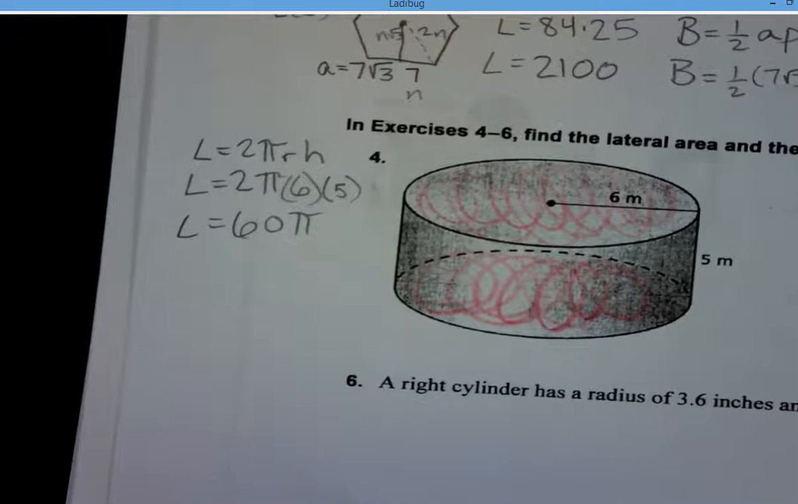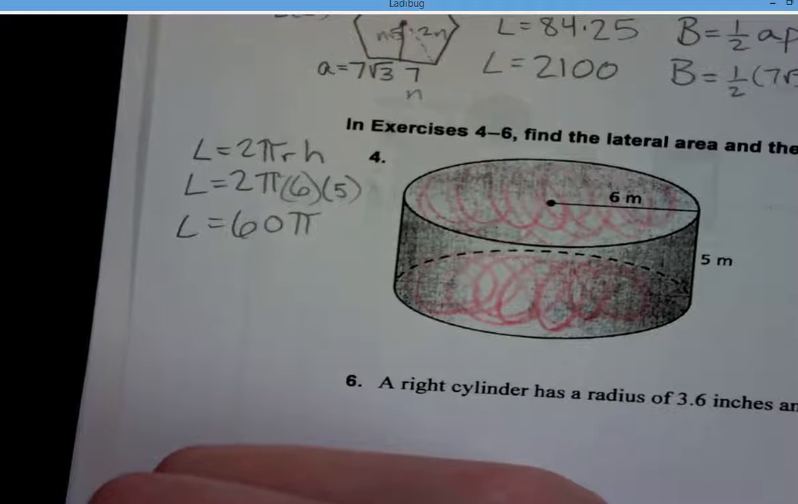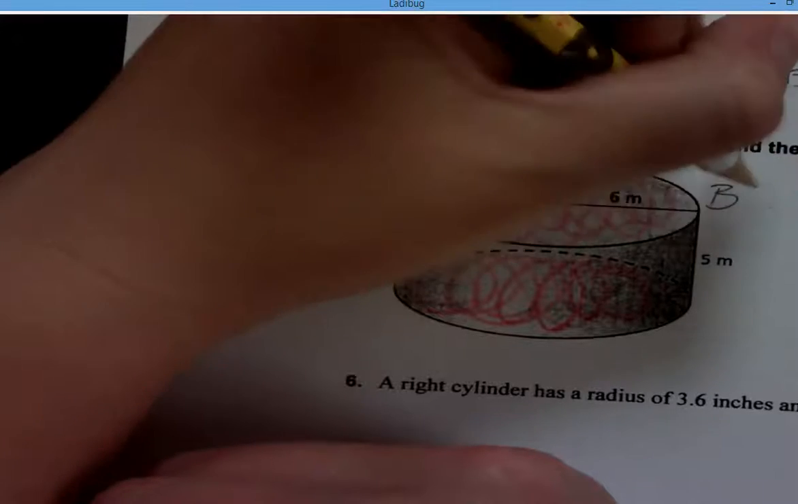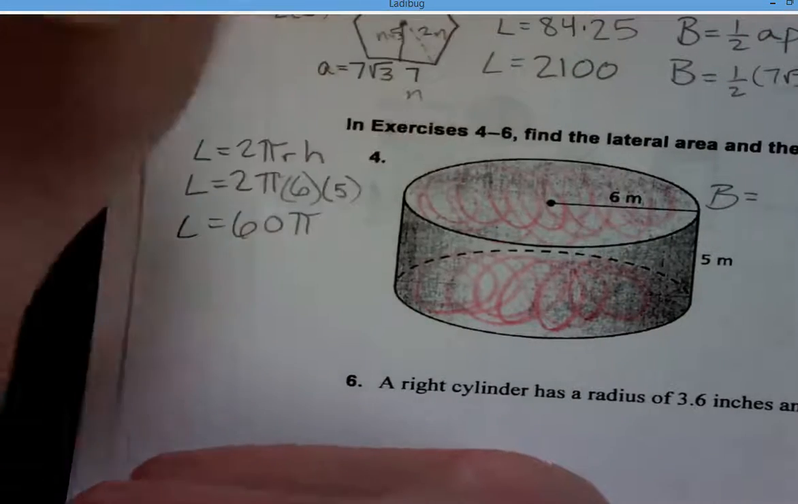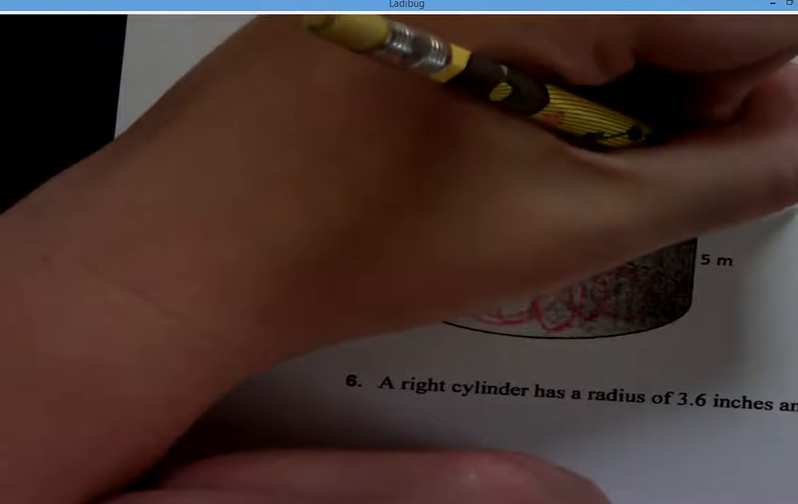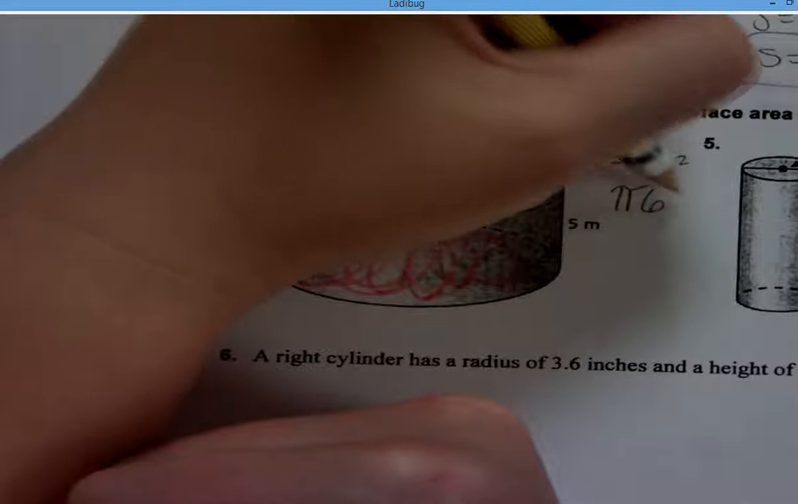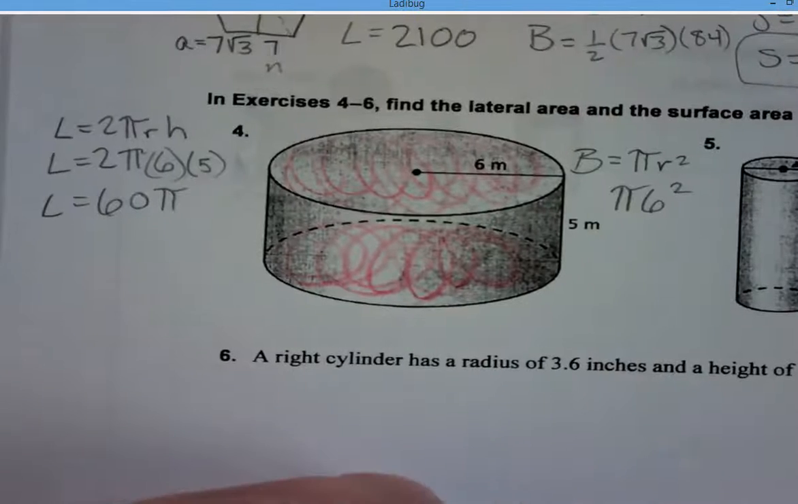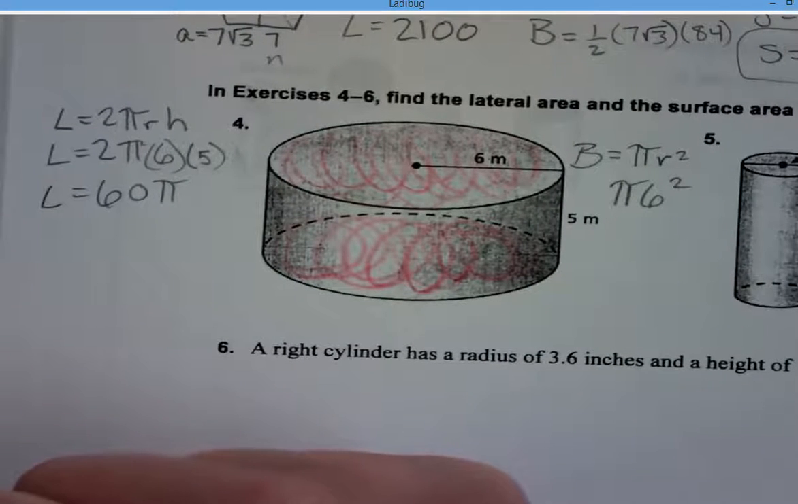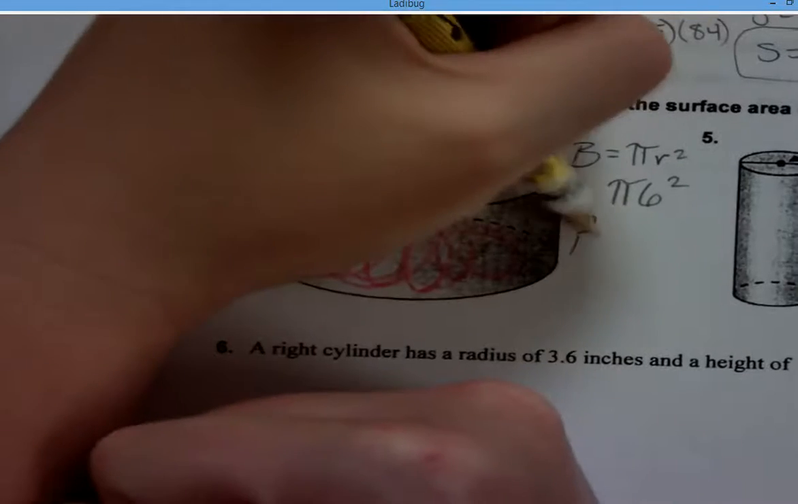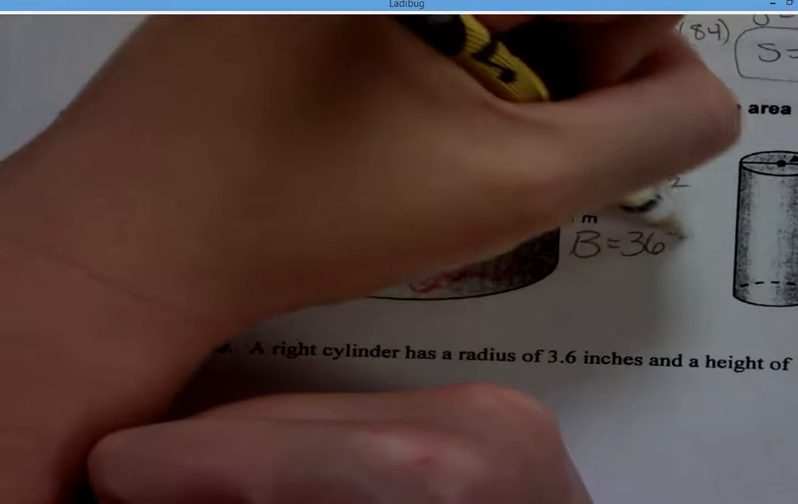All right, now we need the area of our bases. No, we are still finding surface area. We're going to do 2 days surface area, 2 days volume. So the area of our base is going to be pi r squared. Remember, area of a circle. So pi times the radius squared. So our capital B should be 36 pi.